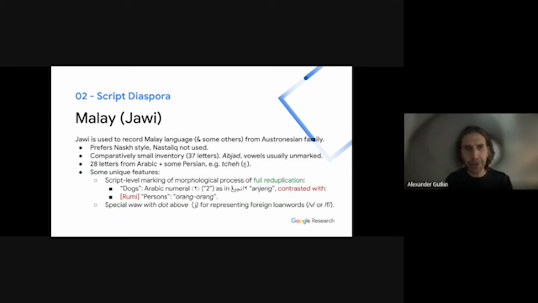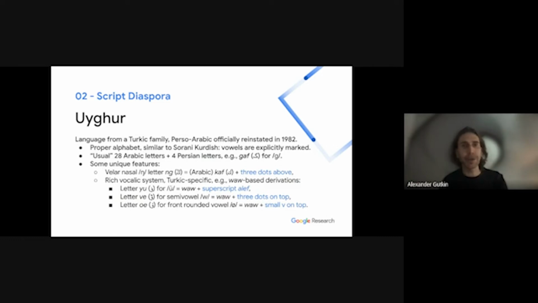Some of its unique features is full reduplication. So whereas in Rumi, which is a Latin orthography for Malay, you would simply repeat the noun twice, at least in the old orthography, to signify the plural case, in Jawi, you would suffix the noun in singular with an Arabic numeral 2. And there's a special waw with a dot above for representing foreign loanwords, which have sounds which Jawi doesn't have.